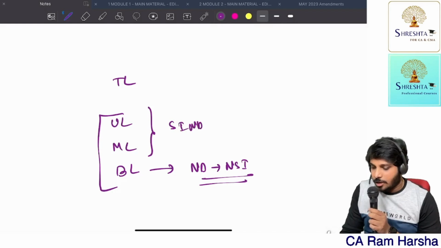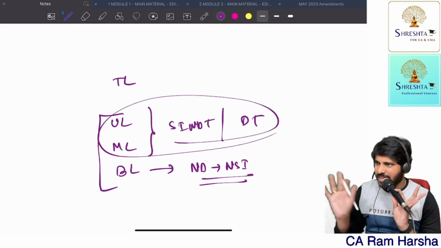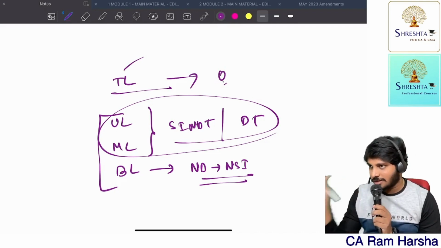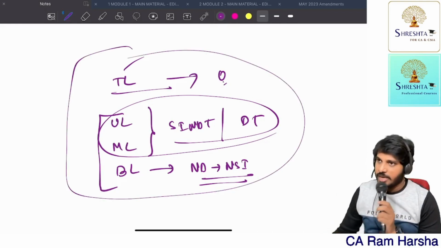Systematically important, non-deposit taking or deposit taking NBFCs come under these two depending on some criteria. Sir, what is top layer? Which will come? Zero. Nothing is there as of now. When it will come, RBI will select that. You and me need not worry. Are you clear? So this classification they newly have released.